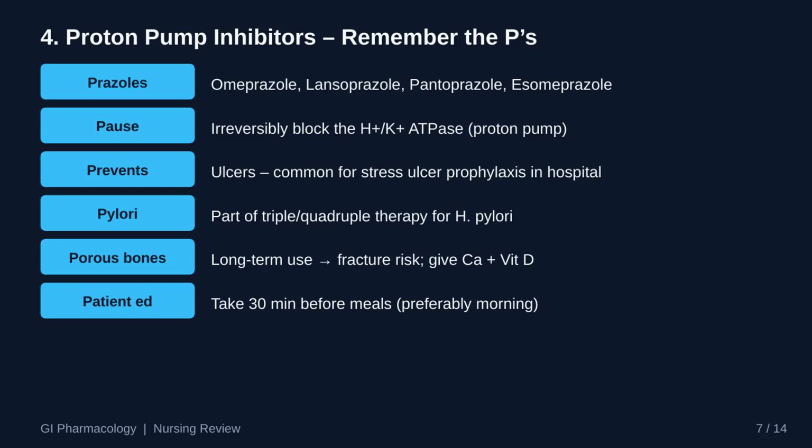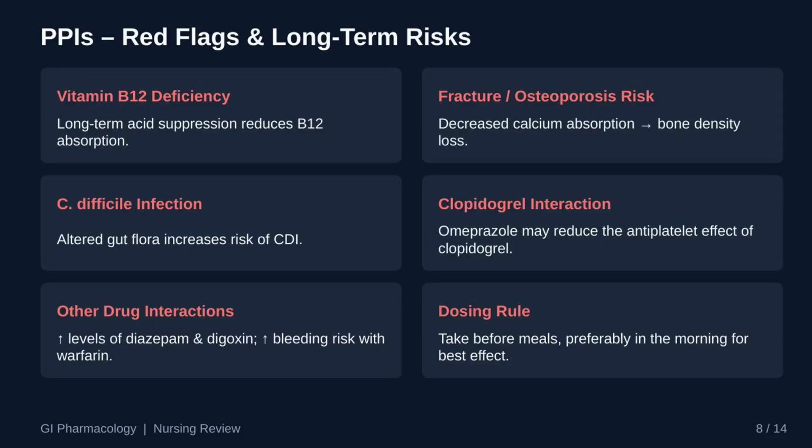Long-term PPI use carries important risks: vitamin B12 deficiency, increased fracture and osteoporosis risk, higher chance of C. difficile infection, and potential interference with clopidogrel. Omeprazole can also raise levels of diazepam and digoxin and increase bleeding risk with warfarin.